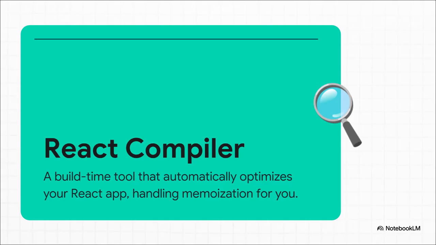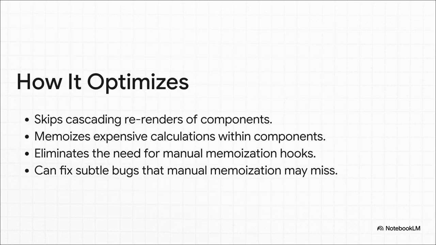So let's get this straight. The React compiler is a build time tool. That's a key detail. It's not a runtime library. This means it works its magic when you're building your app, not while it's running in the user's browser. It analyzes your code and injects optimizations automatically. And the best part? It's been designed to understand the rules of React, so it just works with the code you're already writing.